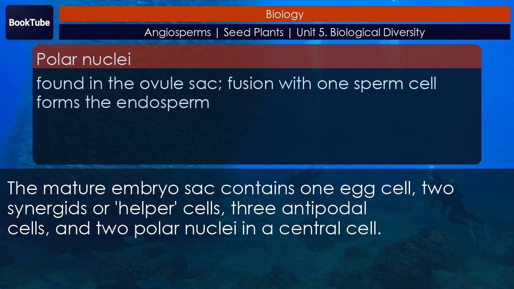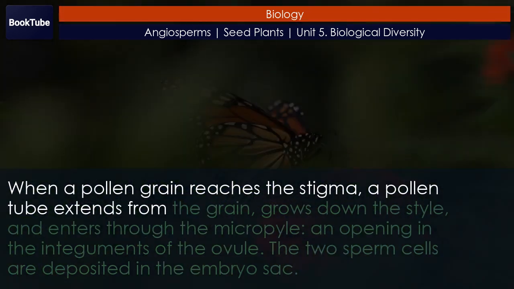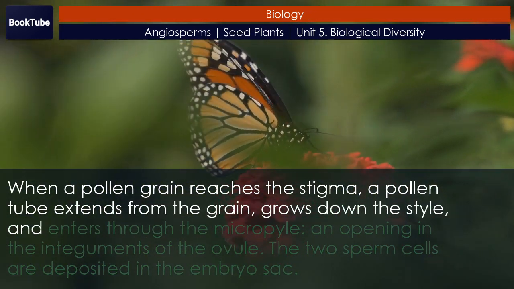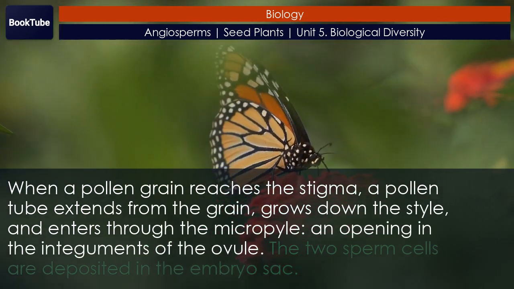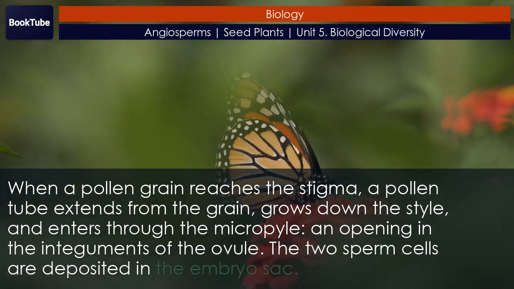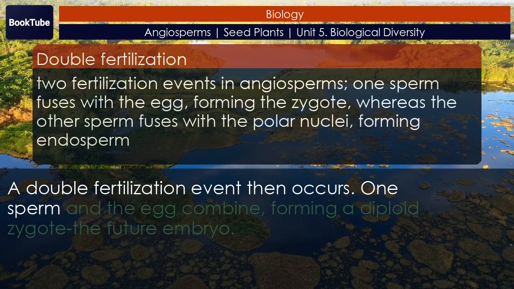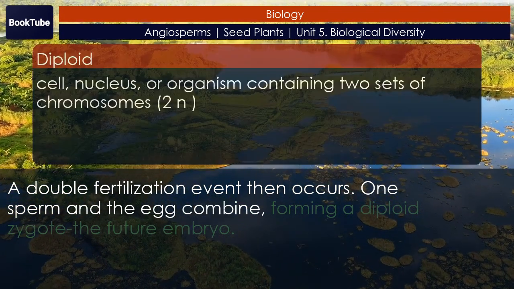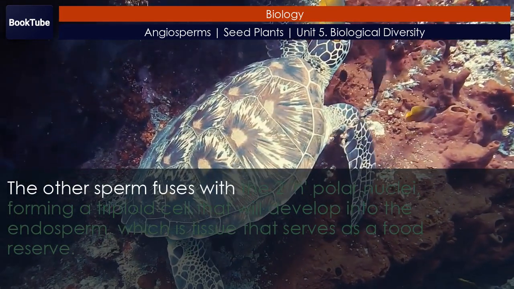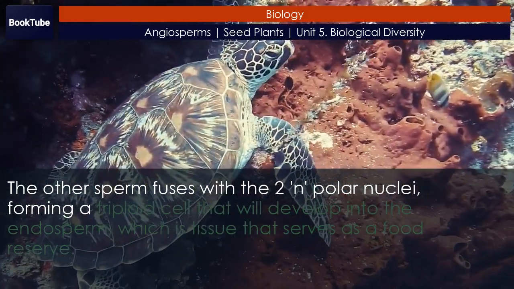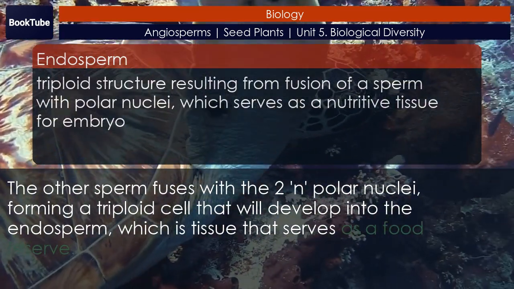When a pollen grain reaches the stigma, a pollen tube extends from the grain, grows down the style, and enters through the micropyle, an opening in the integuments of the ovule. The 2 sperm cells are deposited in the embryo sac. A double fertilization event then occurs. 1 sperm and the egg combine, forming a diploid zygote, the future embryo. The other sperm fuses with the 2 polar nuclei, forming a triploid cell that will develop into the endosperm, which is tissue that serves as a food reserve.